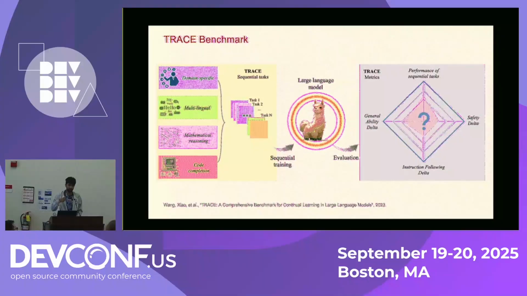You sequentially train on each of these tasks, and then you evaluate on all the tasks that you just trained, as well as look at the general abilities of the model, the safety evaluation, and the instruction following. So these are capabilities the model learned during instruction tuning or fine tuning. And how does learning 8 new tasks on top of the instruction tuned model affect general abilities, safety, and instruction following?